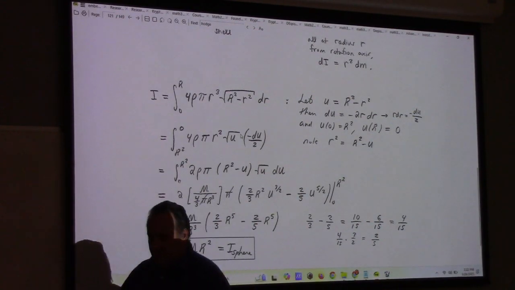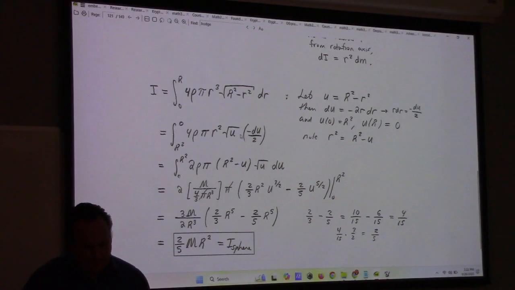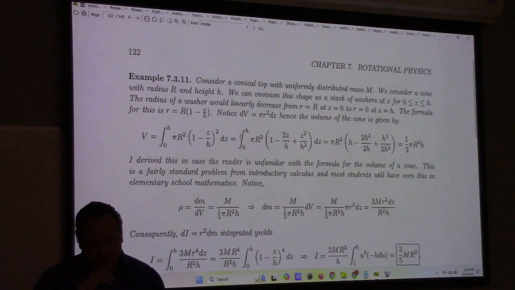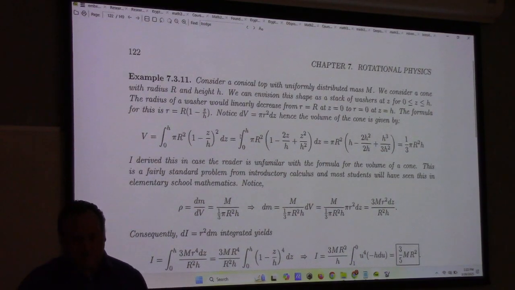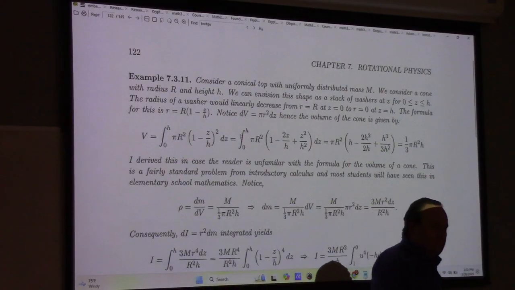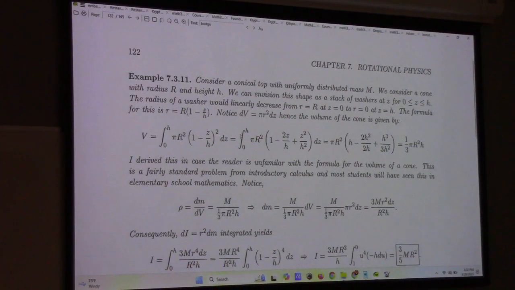The next example is for a conical top with a uniformly distributed mass m. So here we're just talking about a cone, all right? We don't need to work out the details, but it turns out that if you take a cone and you spin it around the axis of the cone, the moment of inertia for such a thing is 3/5 mr squared.